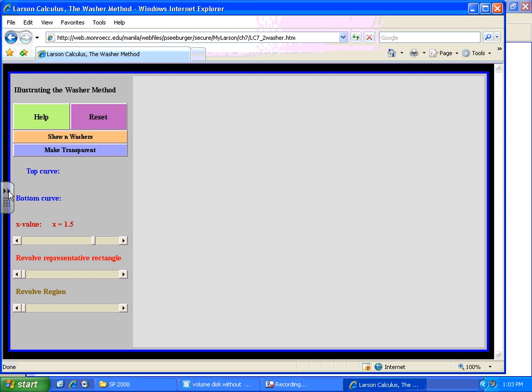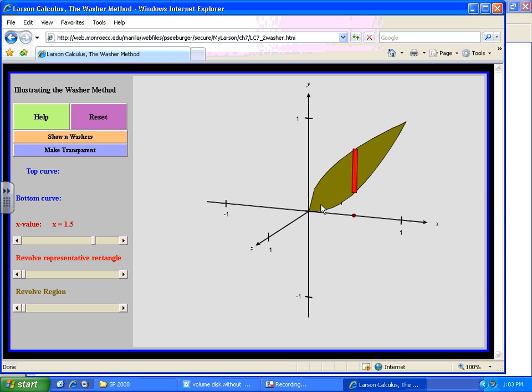It's amazing because he actually wrote these programs, the program that makes this run. So here you have a region, and you've selected one represented rectangle. So there are many things we can do with this. Let's play with it a little bit.